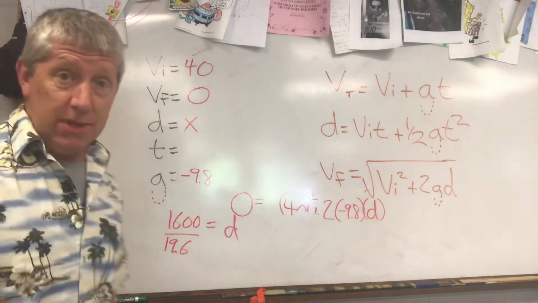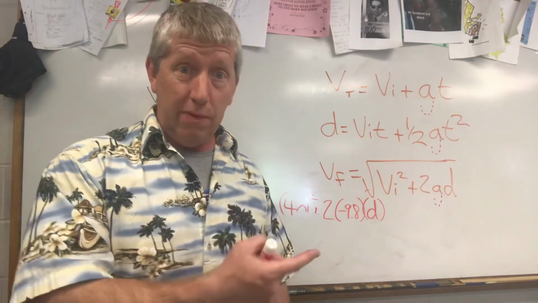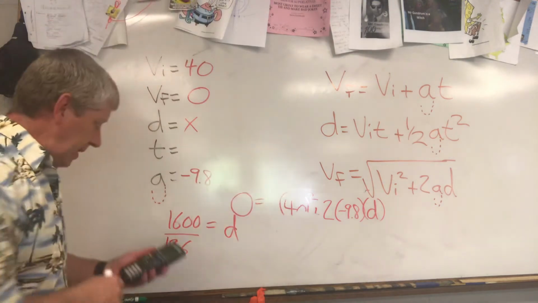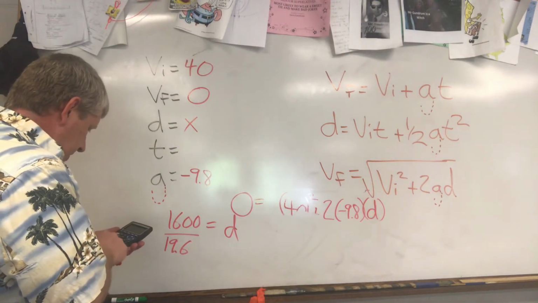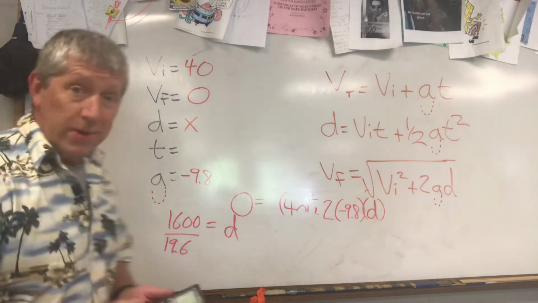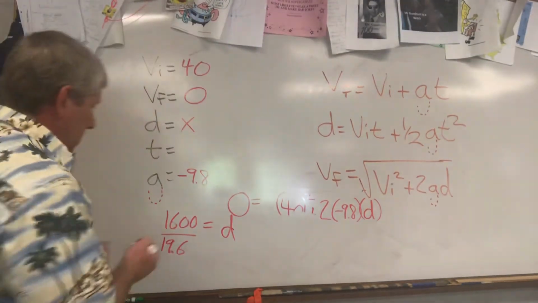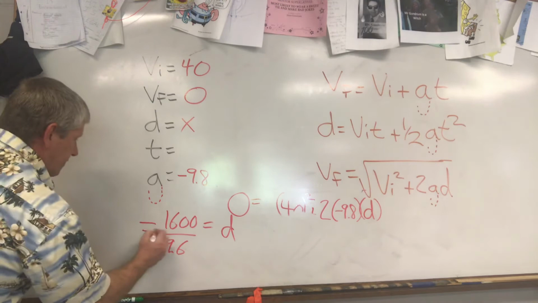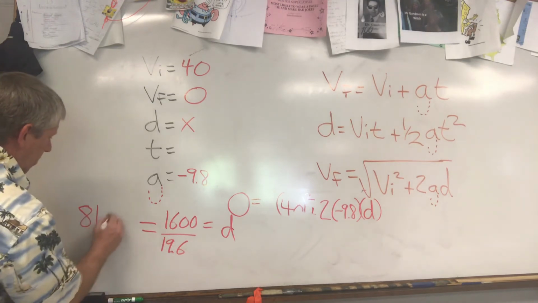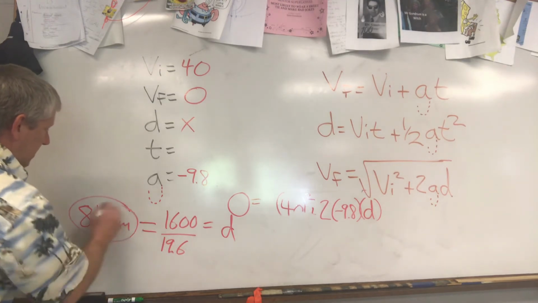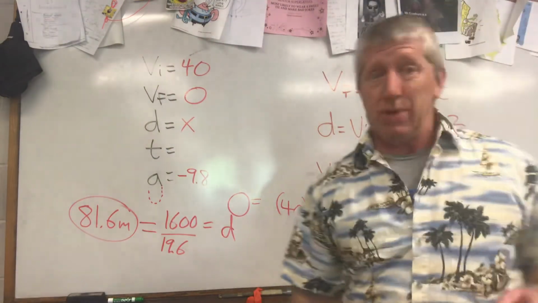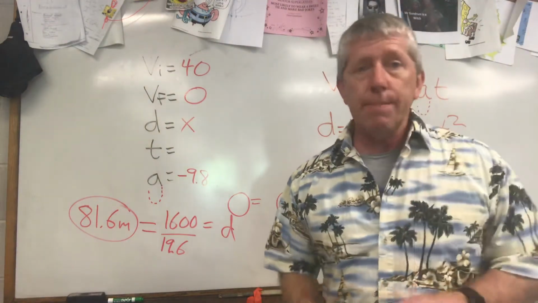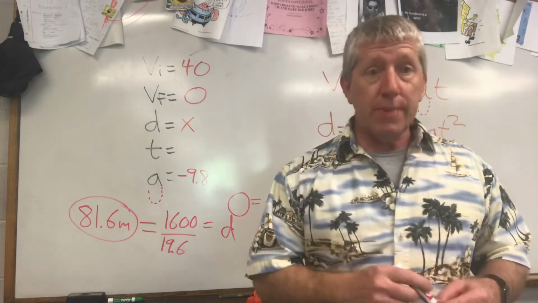1600. I'm not trusting myself after that last one where I said 12 and the answer was 38, but I'm looking at 80 meters. Divide 19.6, 81.6, so that's good, 81.6 meters. So the distance will be 81.6 meters high. That's how far up we threw that thing, pretty fast, so it ended up going 81.6 meters high.